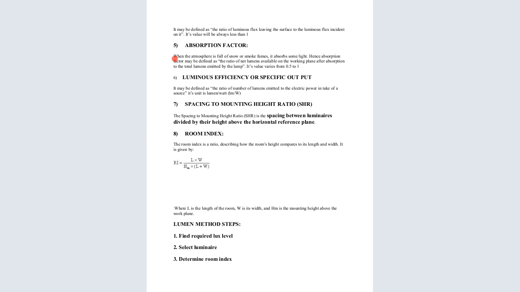Absorption factor is when the atmosphere is full of snow or smoke or fumes, it absorbs some light. Hence, absorption factor may be defined as the ratio of the lumens available on the working plane after absorption to the total lumens emitted by the lamp. So the value varies from 0.1 to 1.